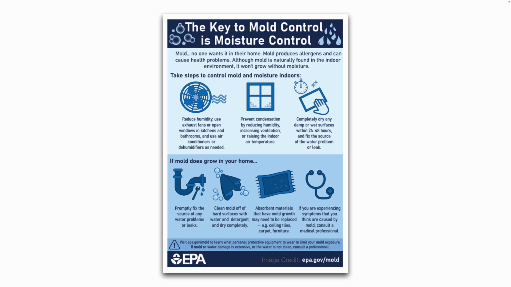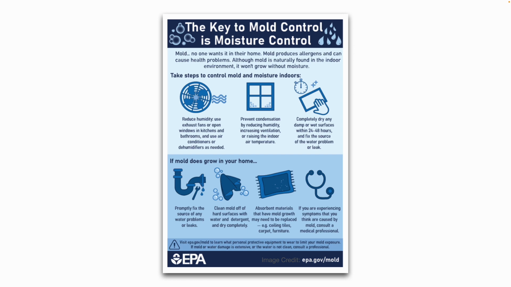If mold does grow in your home, properly fix the source of any water problems or leaks. So if it's a leaking pipe, etc. And you can clean mold off of hard surfaces with water and detergent and let it dry completely. However, absorbent materials that have mold growth, 9 times out of 10, you do not want to try to clean that. You're going to have to get rid of it, throw it away, and install new carpeting, new ceiling tiles.